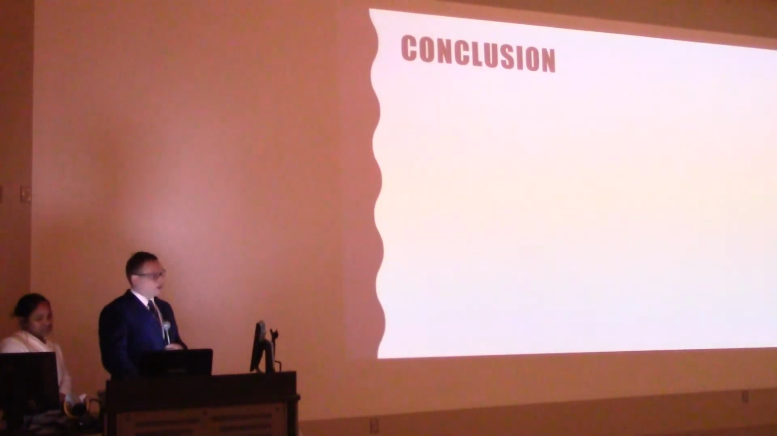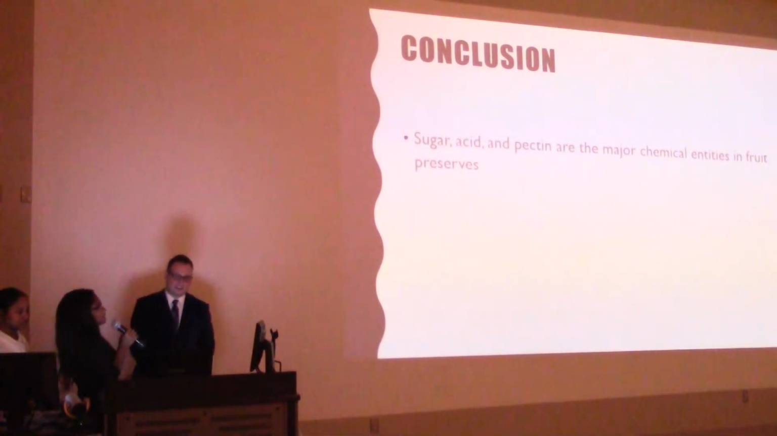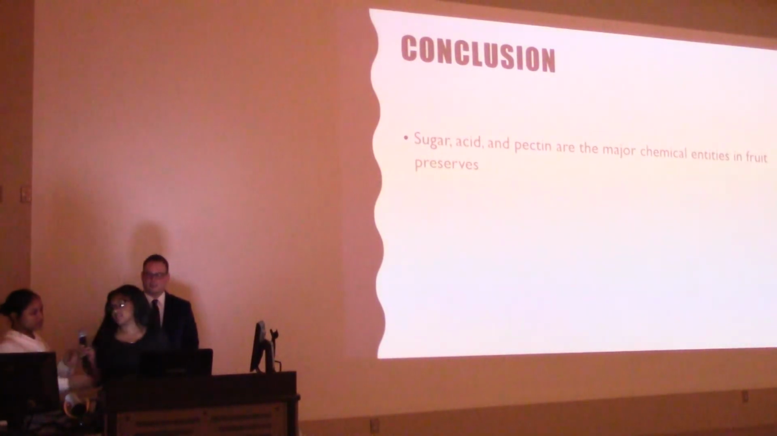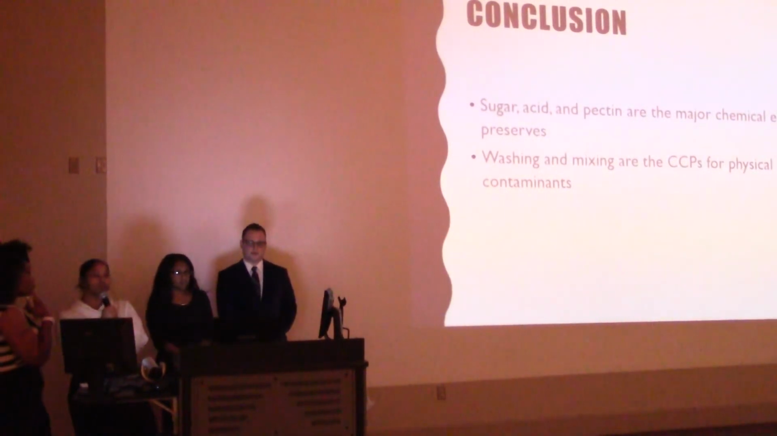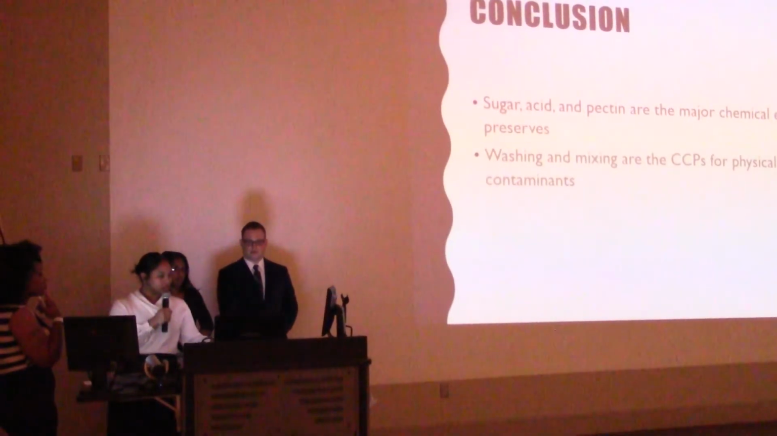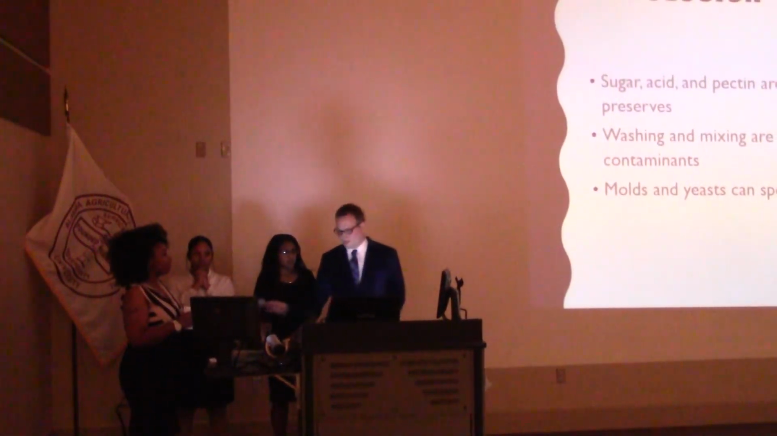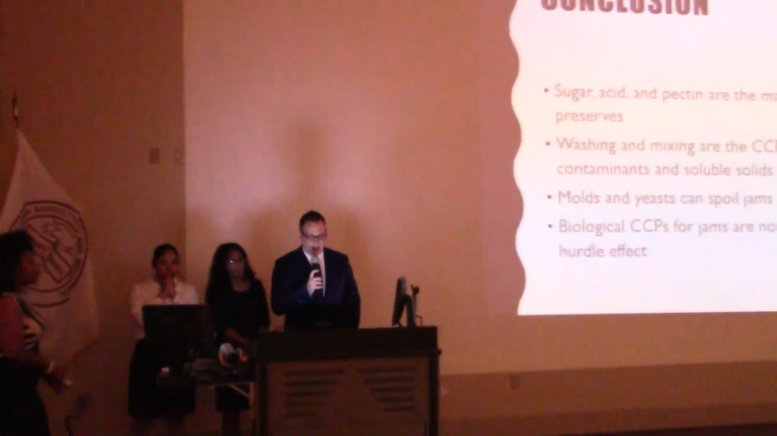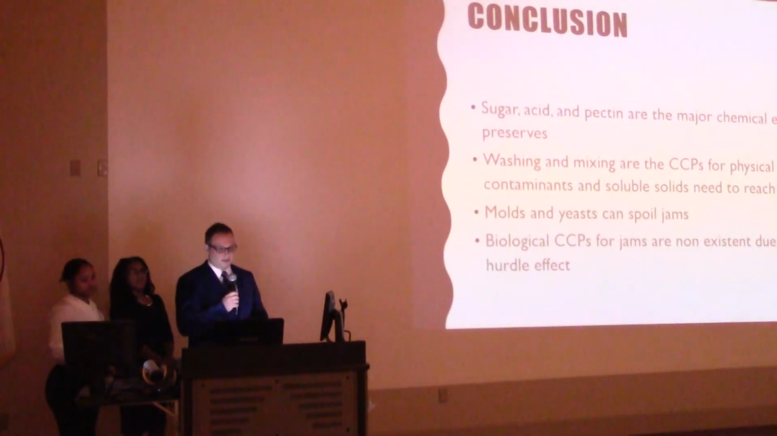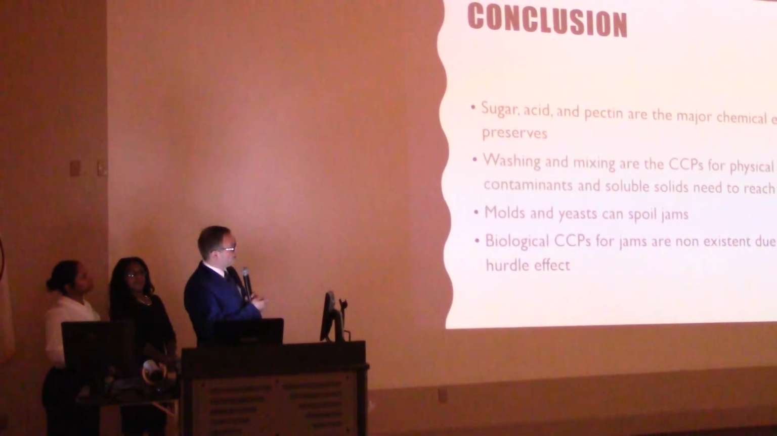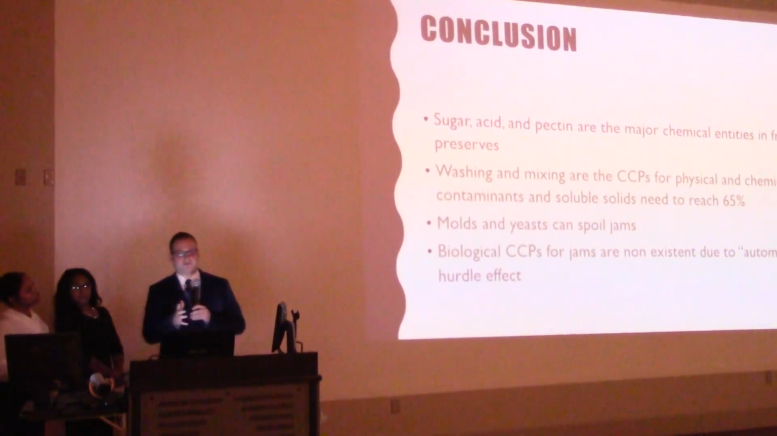And with that, we would like to conclude that sugar, acid, and pectin are the major chemical entities in fruit preserves. Washing and mixing are the CCPs for physical and chemical contaminants. Mold and yeast are spoilage organisms of jams. And biological CCPs for jams are non-existent due to the automatic hurdle effect. And also, as you can see, for the engineering, soluble solids need to reach 65%.